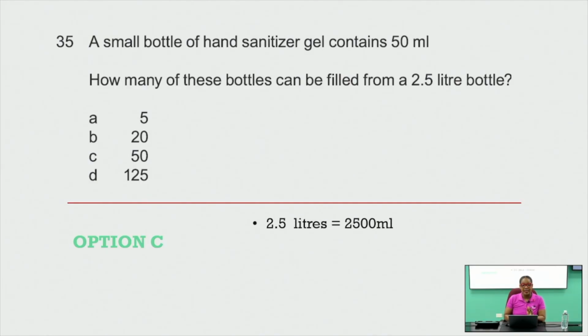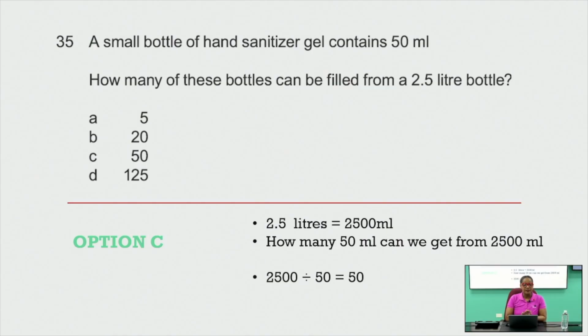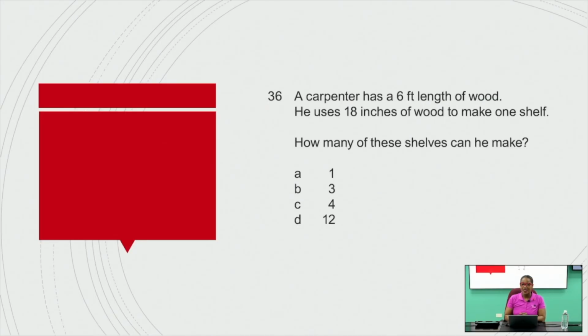2.5 liters is equivalent to 2,500 milliliters. Because for every liter, you have 1,000 milliliters. So we pretty much multiply to get that. How many 50 ml can we get from 2,500 ml? We divide 50 into 2,500 and it gives us 50. That means 50 bottles can be filled with 50 milliliters of gel. All right, so our option C is correct. We are off to question 36.